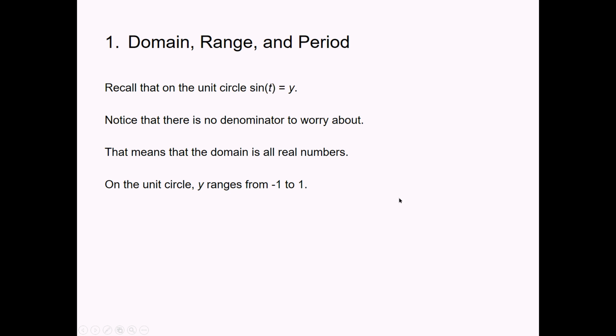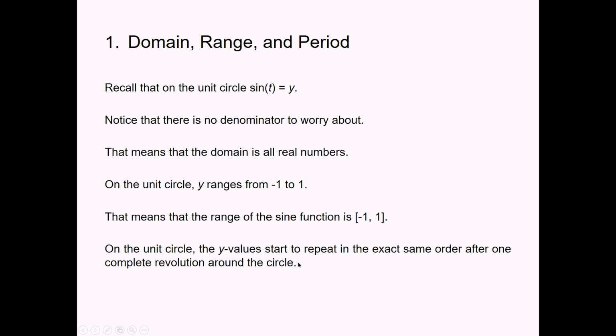Now, on the unit circle, y ranged from -1 at the bottom at the south pole, +1 at the north pole. So the range of the sine function is -1 to 1. The closed interval -1 to 1. So if you take the sine of something and you get something bigger than 1, like you get 2.7, something went wrong. The sine of t is between plus and -1. On the unit circle, the y values start to repeat in the exact same order after one complete revolution. Remember, one complete revolution is 2 pi. So that means the period of the sine function is 2 pi.